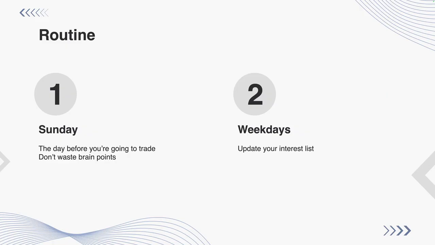So on that Sunday, or whatever day it may be, the day before you are going to trade, don't waste those brain points. It can of course as well be a Tuesday. Then on that day, you are going to create a filtering process for that week. You're going to look at the economic calendar for the next upcoming week: which pairs can we actually look at?